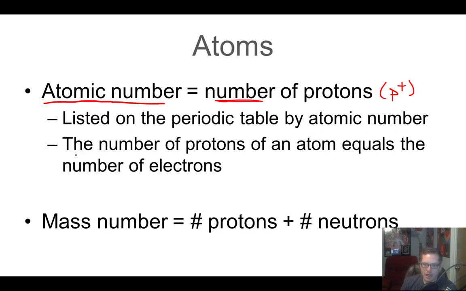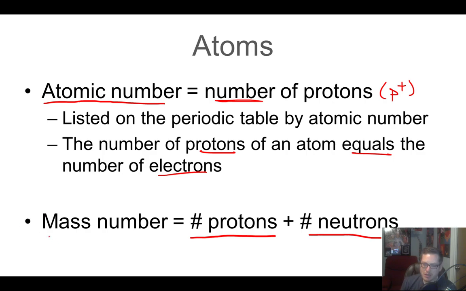In a neutral atom, meaning an atom that has no overall positive or negative charge, the number of protons equals the number of electrons. Coming up, we're going to ask ourselves questions like how many protons, how many neutrons, how many electrons does it have? The atomic number tells us how many protons it has, so we just find it on the periodic table, and that's the number of protons, and then the electrons automatically equal that number.